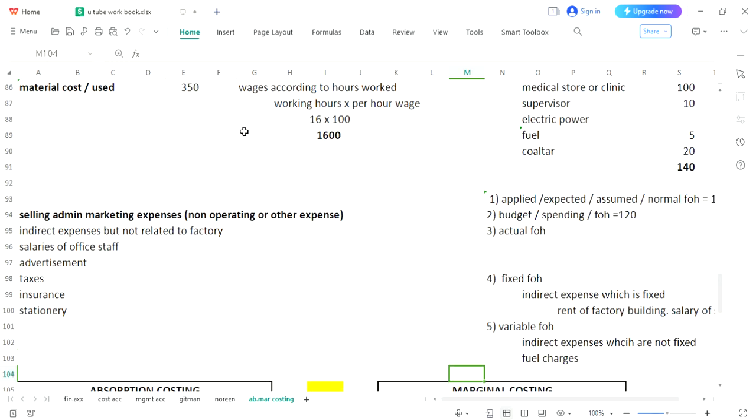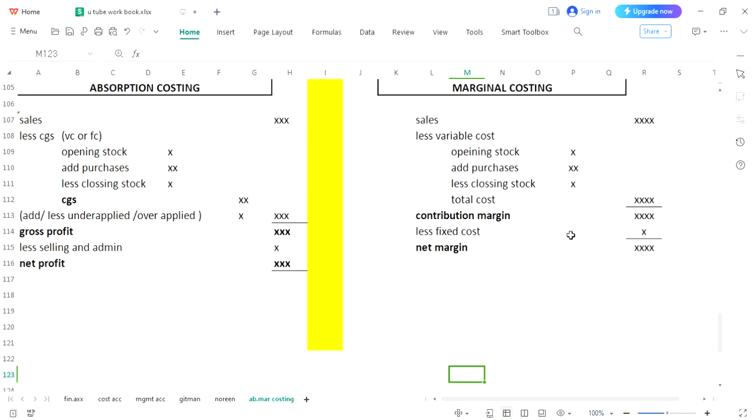Then the third concept was selling and administrative expenses. We have discussed it over here. You can see everything is discussed. Everything would be contributing in making your income statement of marginal costing and absorption costing. Right now, this is your first target, to understand the statements.